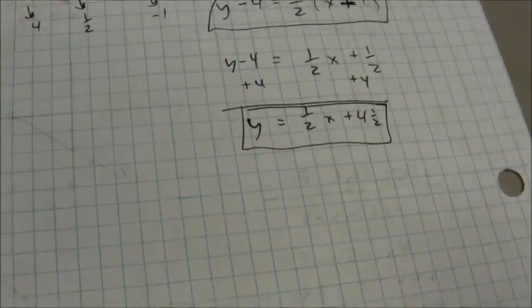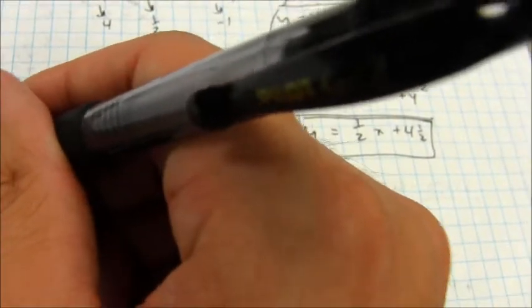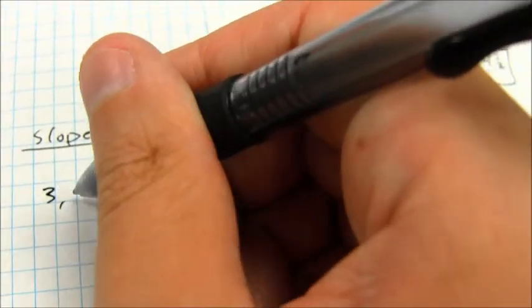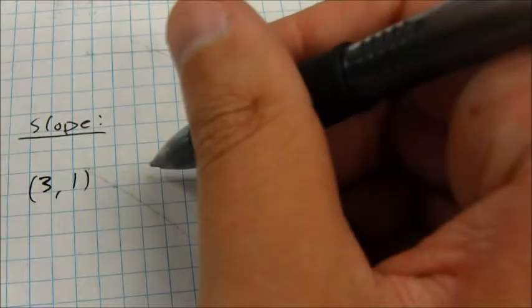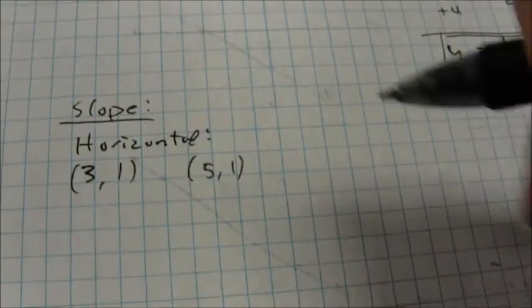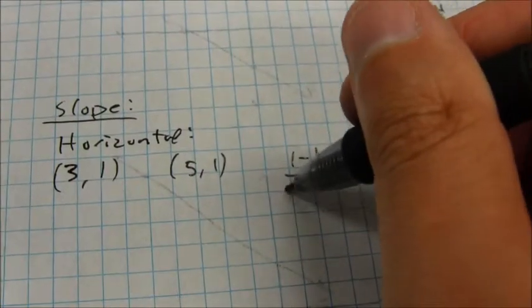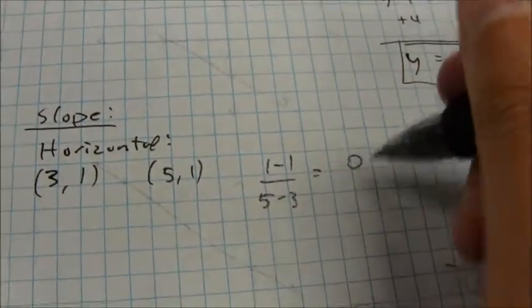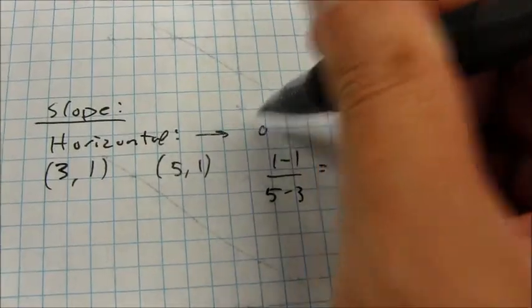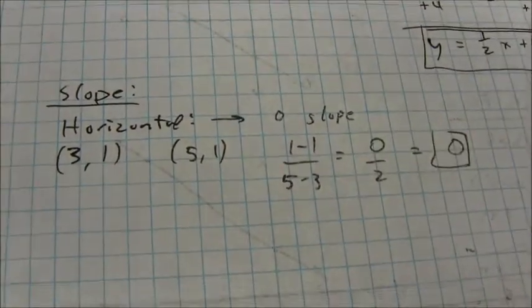Other things that are important, didn't mention this before, but when you're dealing with slope, remember that a horizontal line is going to have different x values and the same y values, so maybe points like 3, 1 and 5, 1. Now if you go through the slope formula here, it's going to be 1 minus 1 over 5 minus 3, which is 0 over 2. That just simplifies down to 0. So a horizontal line has a 0 slope.